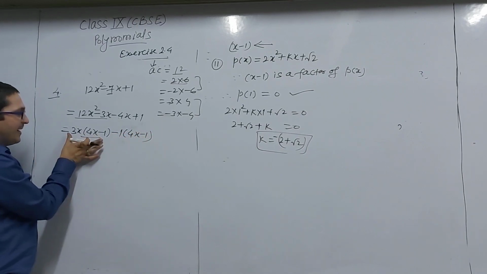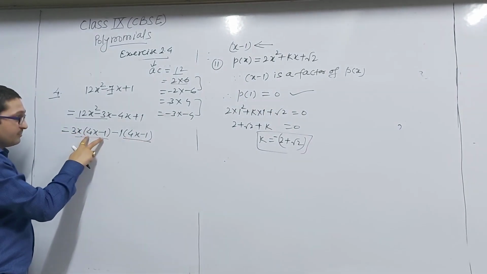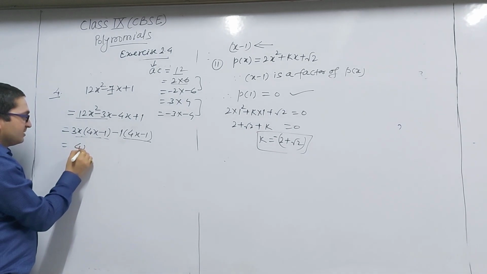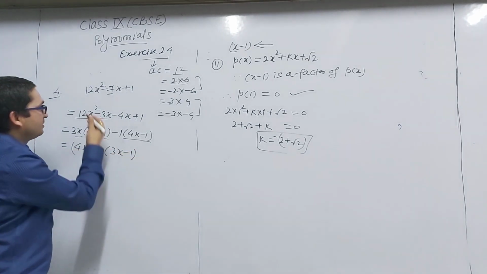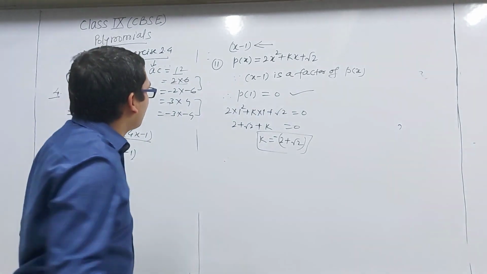So now you have two terms over here. This is the first term and this is the second term. In both the terms 4x minus 1 is common. So 4x minus 1 is common. Now it will be 3x minus 1. This is the factors of the given quadratic polynomial.